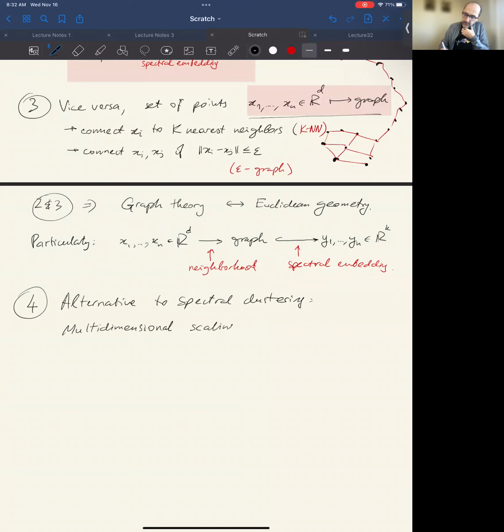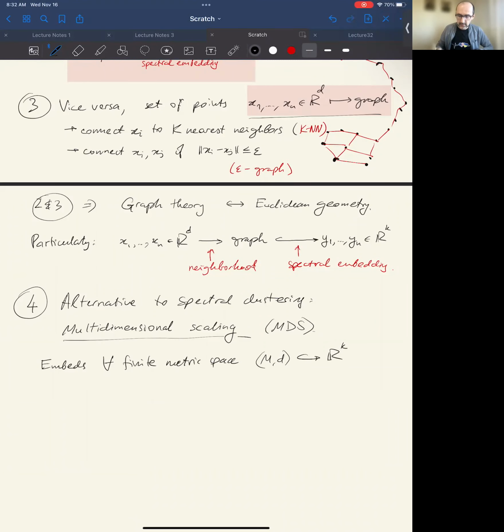Multidimensional scaling, or MDS. In fact, it's very general. It embeds any finite metric space into any Euclidean space. Okay.